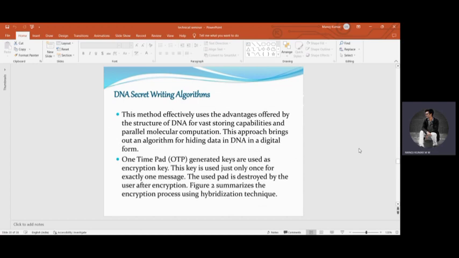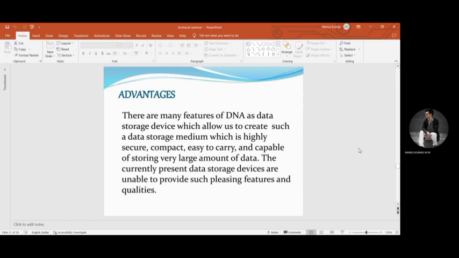So next, advantages. These are the many features of DNA in data storage devices, which allow us to create a data storage medium that is highly secure, compact, easy to carry and able to store very large amounts of data. The currently present data storage devices are unable to provide such features and qualities. So the advantages of DNA are: large data can be stored for a long time, as long as possible. DNA retains genetics over millions of years, so you can easily carry out the storage.